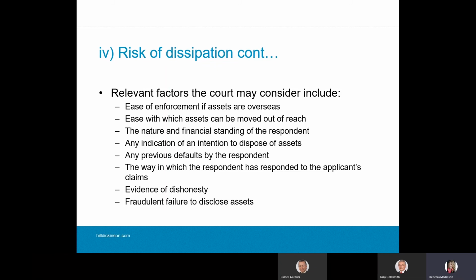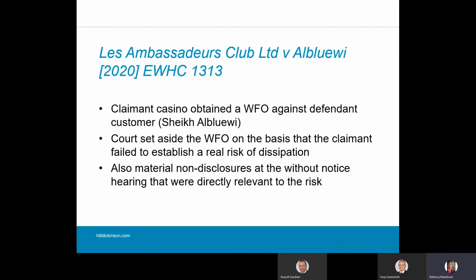We're going to look at this in the context of a recent case, which is Les Ambassadeurs Club Limited v Al Bluewi. This is a recent case that demonstrates not only a failure to establish a real risk of dissipation, but also a failure by the applicant to provide full and frank disclosure. At the without notice application hearing, the claimant casino obtained a worldwide freezing order against the defendant customer, Sheikh Al Bluewi. The claimant relied on the defendant's alleged lack of commercial probity, including defaulting on debts and breaking promises.